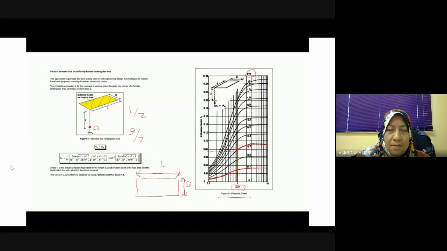Jalan kerja lah. Kalau you dah maintain, you cakap macam ni, L over B macam ni, L kat sini, B kat sini. So throughout the solution, that will be your reference. So this is for Fadum chart.